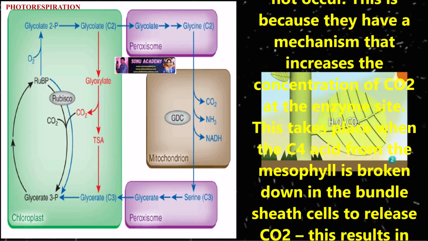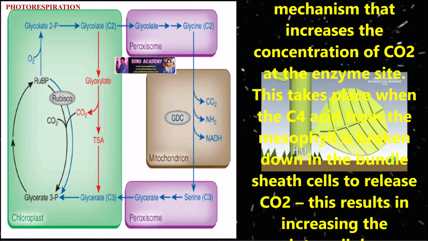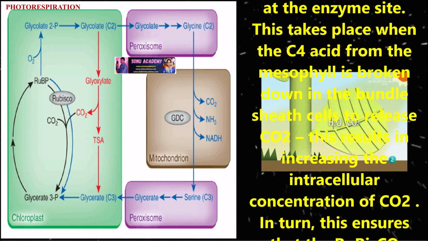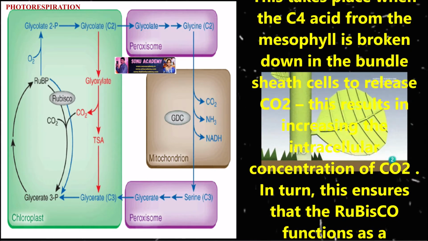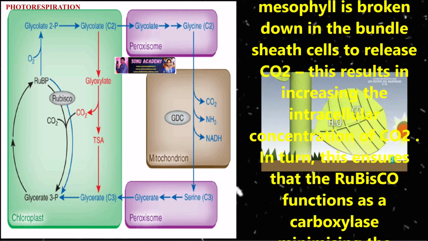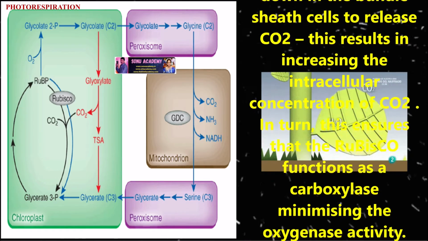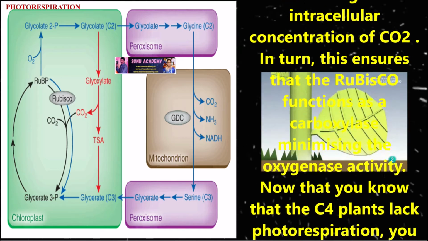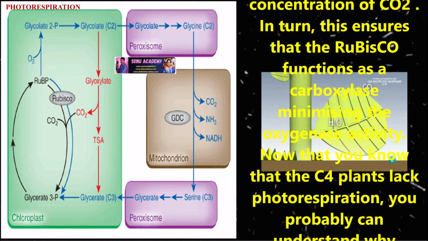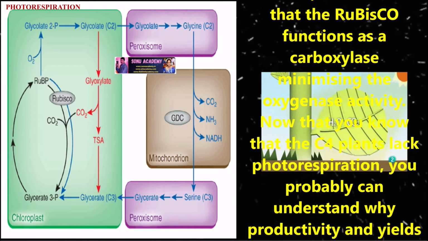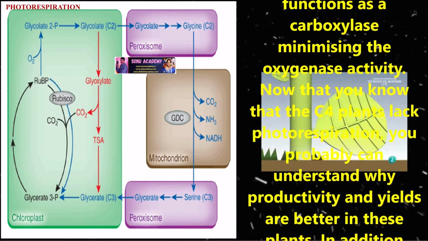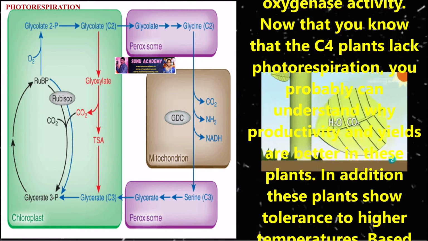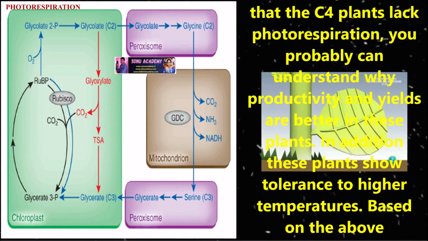In C4 plants, photorespiration does not occur. This is because they have a mechanism that increases the concentration of CO2 at the enzyme site. This takes place when the C4 acid from the mesophyll is broken down in the bundle sheath cells to release CO2. This results in increasing the intracellular concentration of CO2. In turn, this ensures that RuBisCO functions as a carboxylase, minimizing the oxygenase activity.